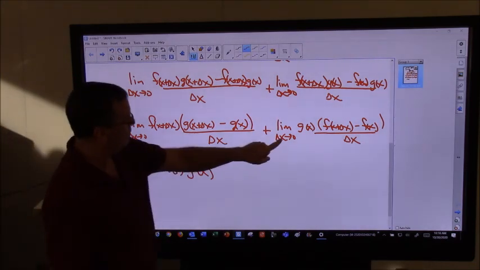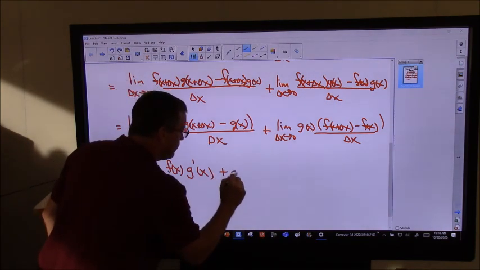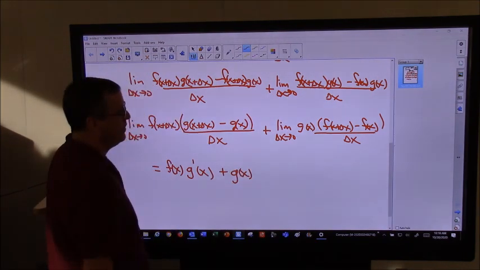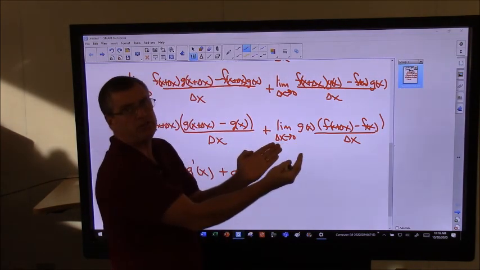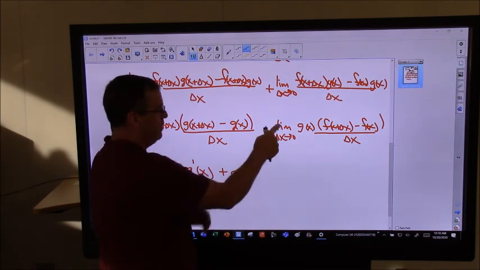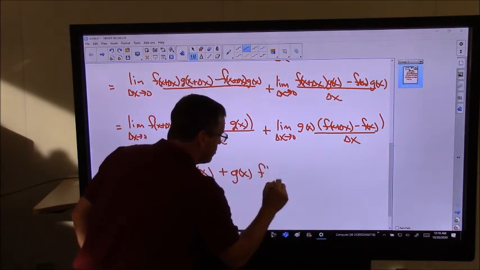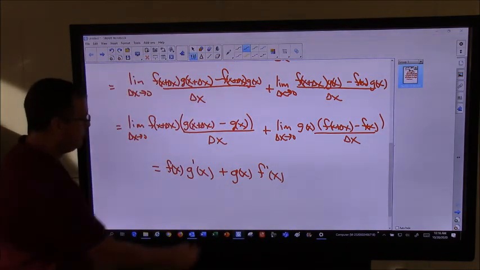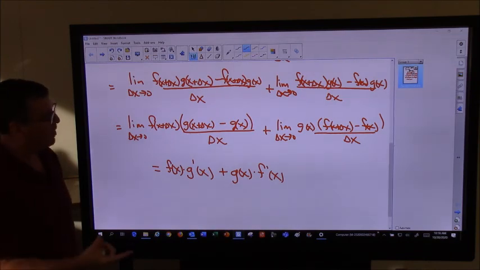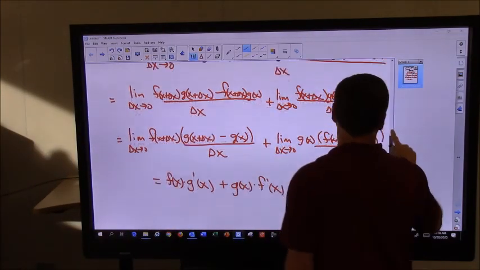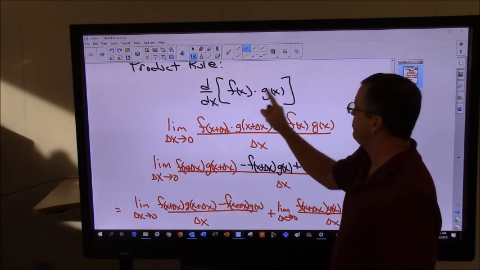And when I look over here, there is no place to plug in a 0 here, so that's just g of x. And if I take the limit of this, again, that's just my definition of a derivative. The limit as delta x approaches 0 of all this stuff is just f prime of x. And I'm multiplying these things. So remember, our goal here is to figure out how do I take the derivative when I'm multiplying two things.